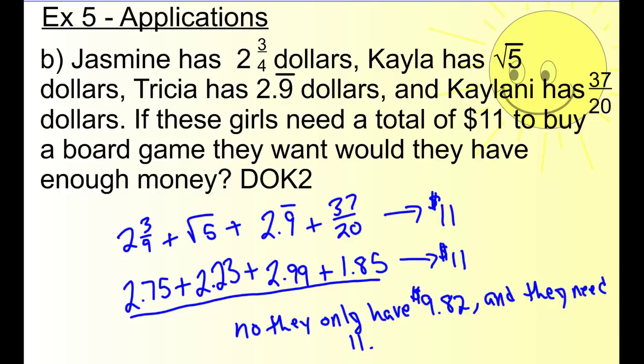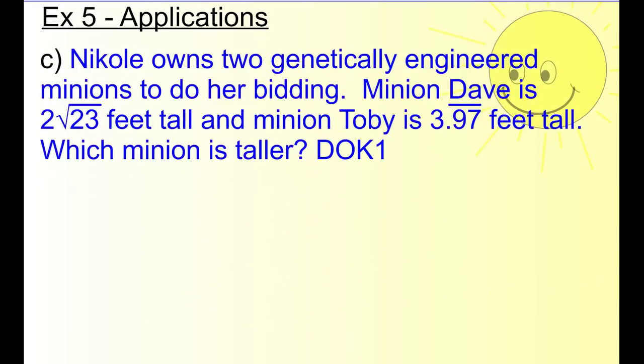2 more problems, then we're done. Here's letter C for you to try. It says Nicole owns 2 genetically engineered minions to do her bidding. Minion Dave is 2 times the square root of 23 feet tall, and Minion Toby is 3.97 repeated feet tall. Which minion is taller? I'd like you to pause the video, try the problem on your own. When you're ready to continue, hit play, and we'll go through it together.